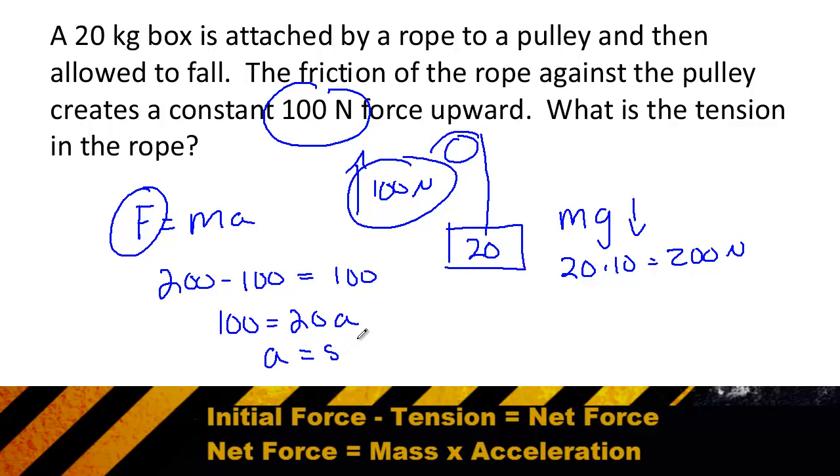So normally when an object falls, your acceleration is 10 due to gravity. In this case, the pulley and rope are providing enough friction to slow our acceleration down to 5.